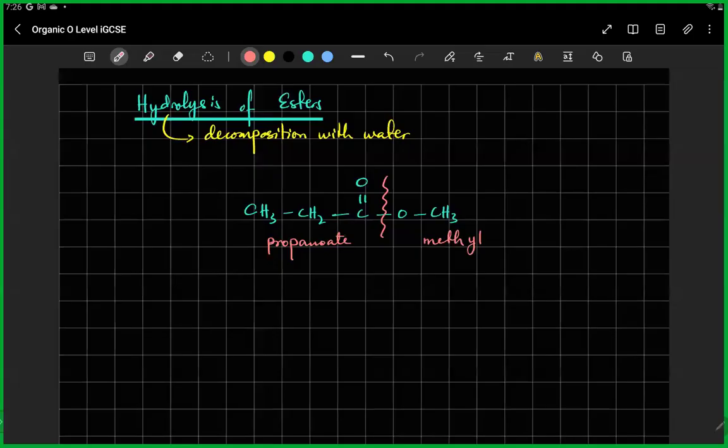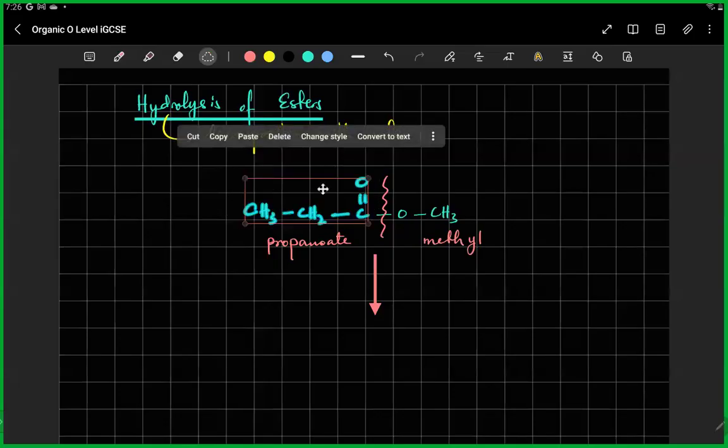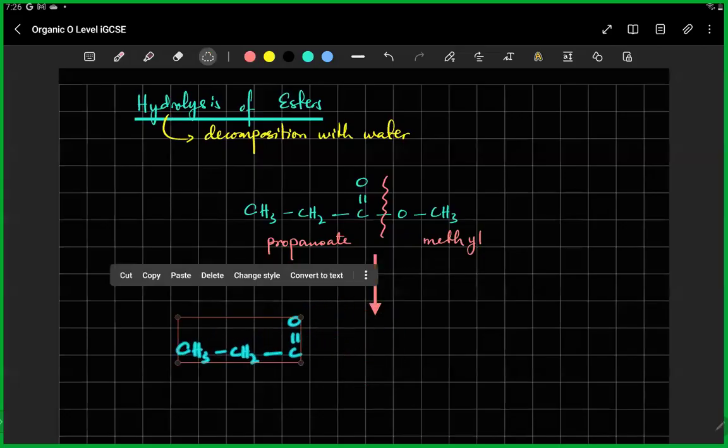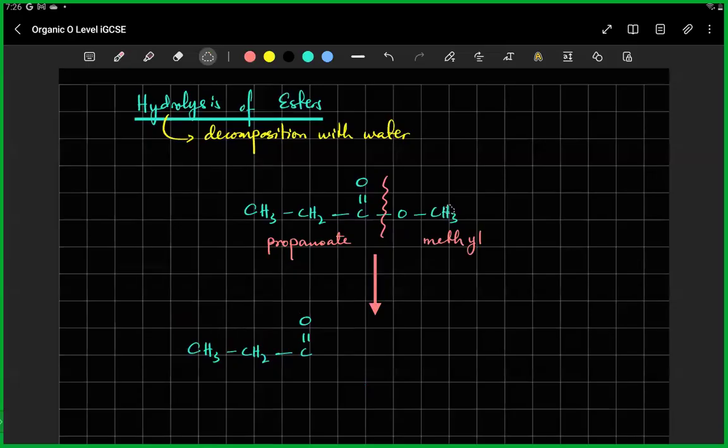Anyways, we have to break down the ester. What is going to happen is when you try to break down an ester, it breaks down and produces the same exact molecules that made it. So it will split. This will be one side. Let me copy that and paste it. So the ester breaks. That's one side, and the other side is this one.